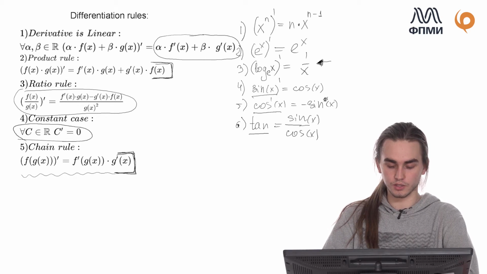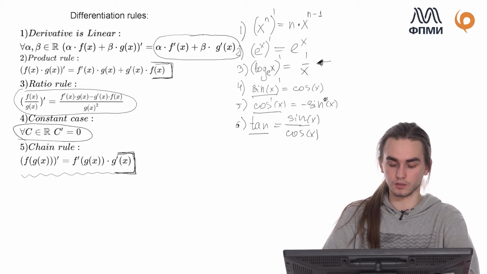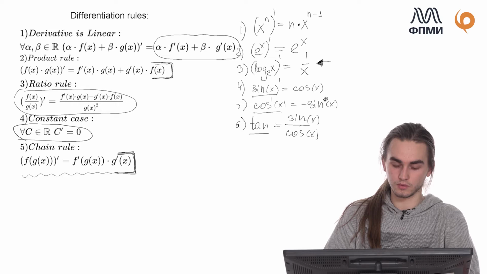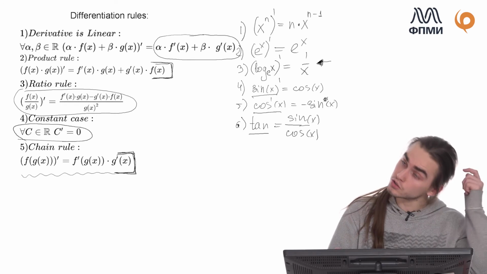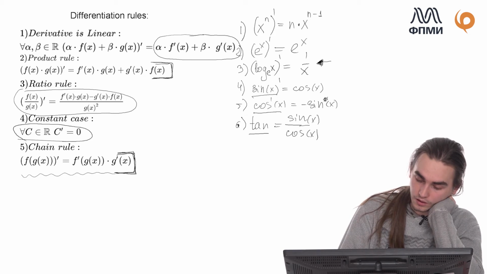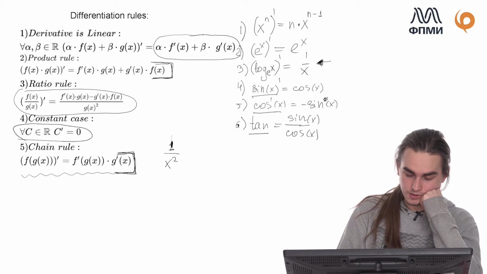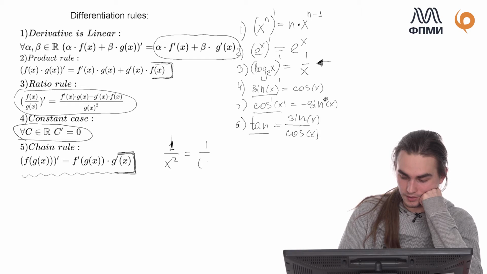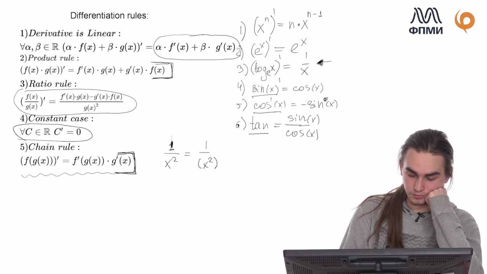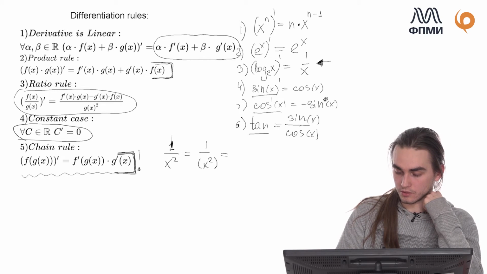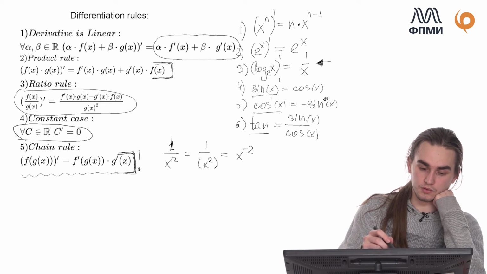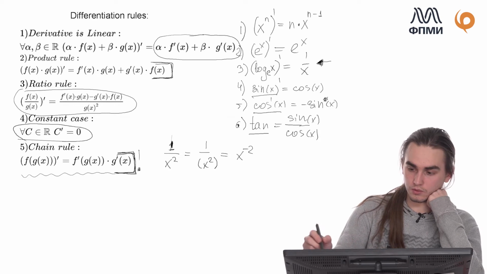So actually there is a trick with this one. You can look at functions as compositions of some others. So basically you can treat 1 divided by x squared as 1 divided by x squared. So you can apply this rule. Also you can treat it like this. You can apply this rule, but it's this one.